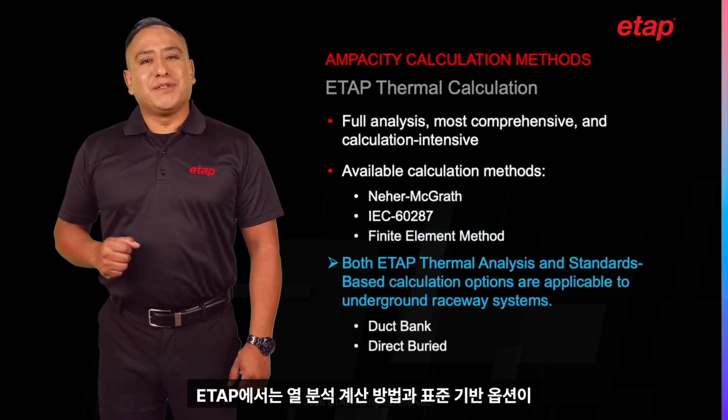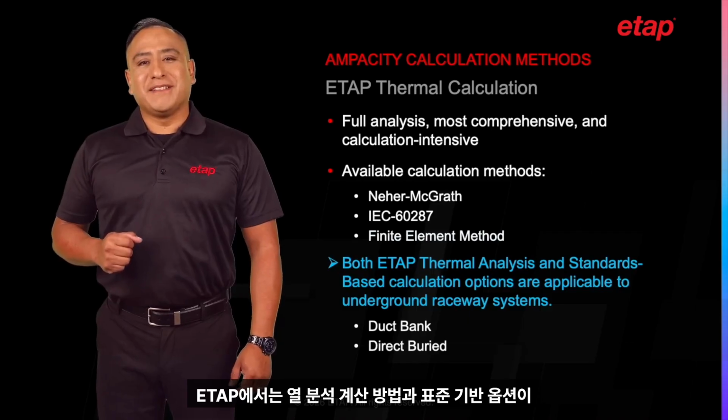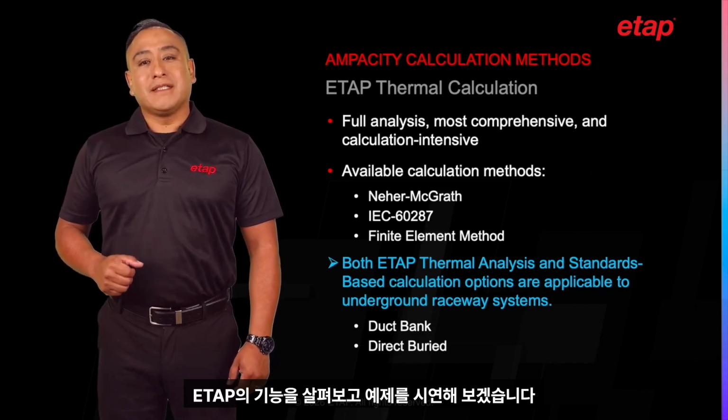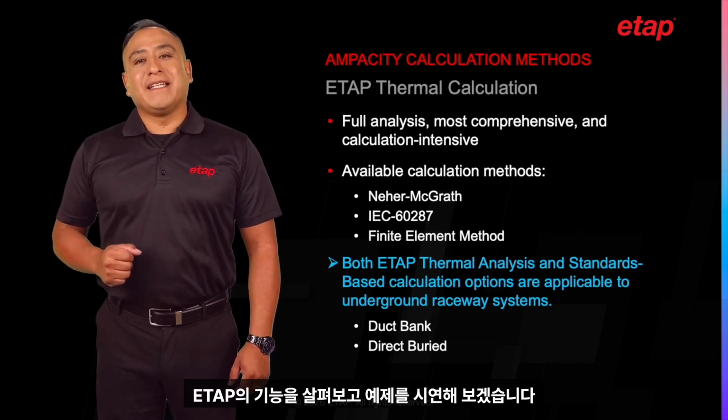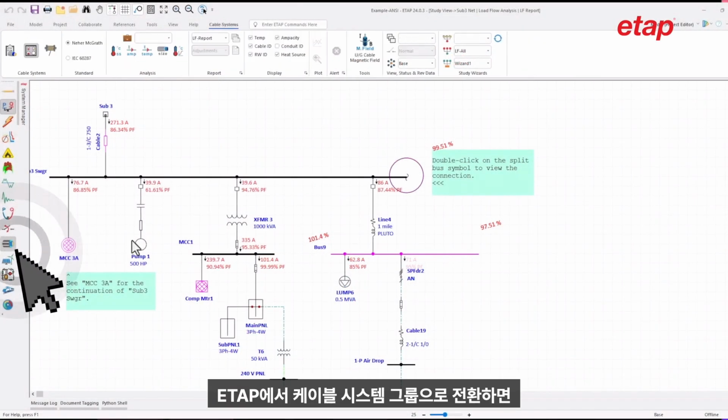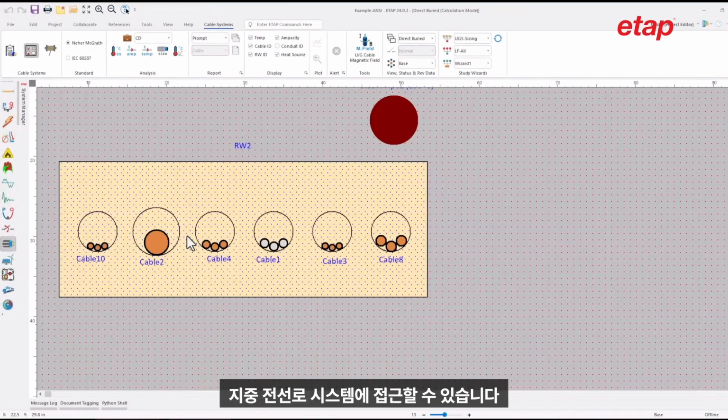In ETAP, both the thermal analysis calculation method and the standards-based option are applicable to underground duct banks and direct buried cable installations. Let's go over the features in ETAP and then demonstrate an example. In ETAP, if we switch to the Cable Systems group, we can access the underground raceway systems. Here, we can create new systems, modify existing ones, or run thermal analysis.